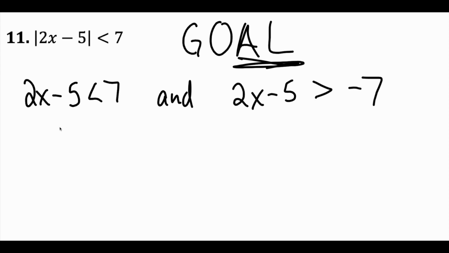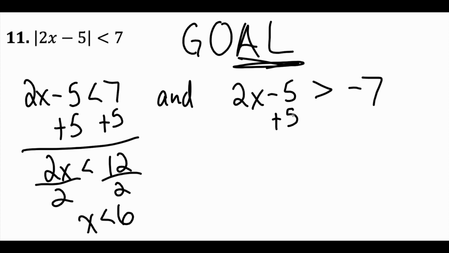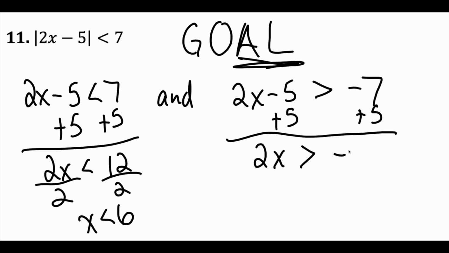Solve this, move the number with no variable. 2x is less than 12. And last step, divide that by 2. We get x is less than 6. We will have the same steps over here when we do this, but remember we will end up with a different number because I have a negative 7 over here instead of a positive 7 like in the last one. So I end up with x is greater than negative 1.